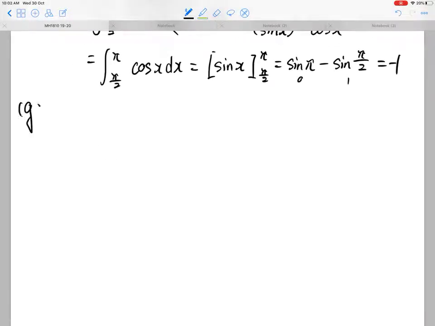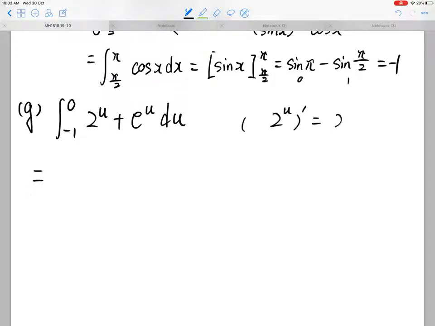Part G. From negative 1 to 0, 2 to the power of u plus e to the power of u, du. First, 2 to the power of u. Its derivative is 2 to the power of u times ln 2. So in order to remove this ln 2, you can multiply 1 over ln 2 on both sides. So the integration is 1 over ln 2 times 2 to the power of u.